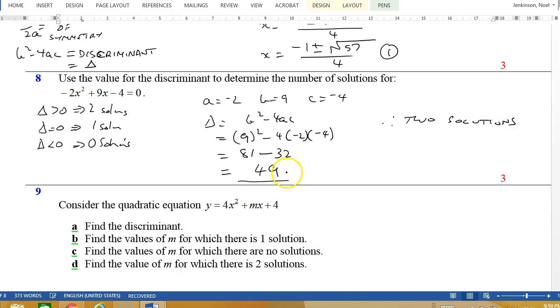It's worth noting that 49 is a perfect square, 7 sevens, so there are actually two rational solutions. You didn't need that to get full marks because you were just asked how many solutions. But it is certainly worth noting. 49 square roots perfectly to 7, so there's no square root in the answers like there was in the question before up here. Those were irrational solutions. One mark for subbing into the formula, one mark for evaluating that to be 49, and one mark for saying therefore there must be two solutions.